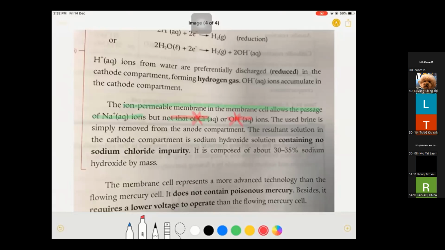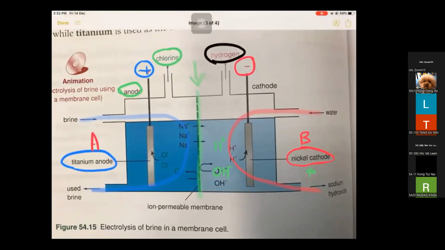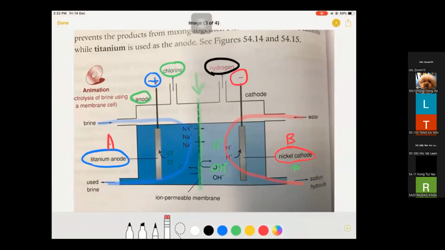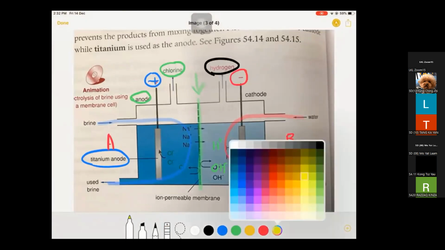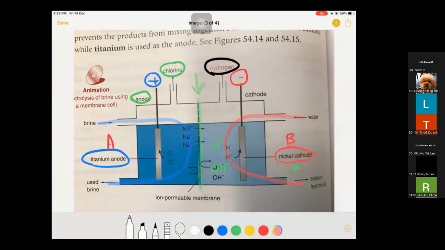Okay, so look at the membrane in the middle. Now, it allows only sodium ion. Where are sodium ion originally? Sodium ion originally are here on the anodic compartment. The sodium ion migrates through the membrane from anodic compartment to cathodic compartment, okay, with this direction.